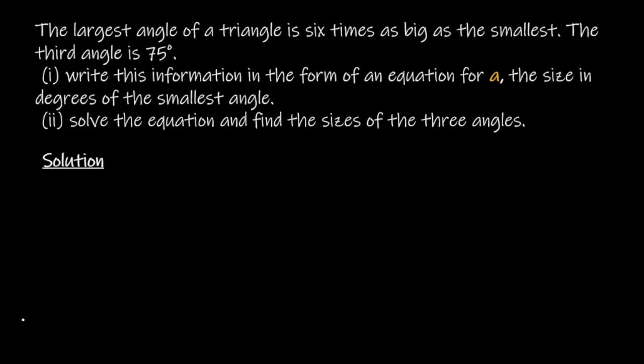So let's start with an example. We have here: the largest angle of a triangle is 6 times as big as the smallest. The third angle is 75 degrees. We have to write (i) this information in the form of an equation for A, the size in degrees of the smallest angle, and then (ii) solve the equation and find the sizes of the 3 angles.